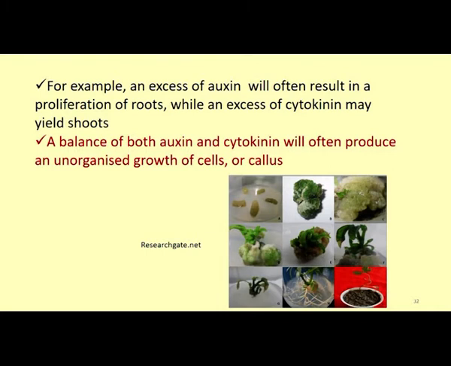Including the nitrates and ammonia, you can also add vitamins and growth regulators like auxins and cytokinins. So in this case, for example, if you add an excess of auxin, you will get more roots formed in the explant. Whereas if you add an excess of cytokinin, you will see more shoots getting formed. And if you have a balance between the auxin and the cytokinin, normally you will get the meristematic tissue or the callus.